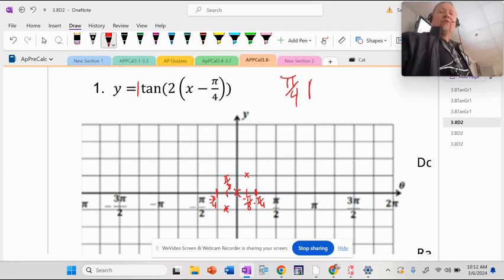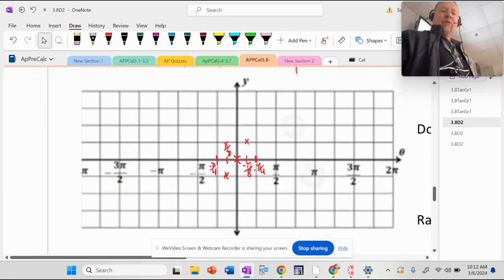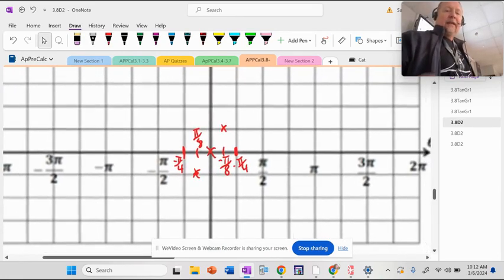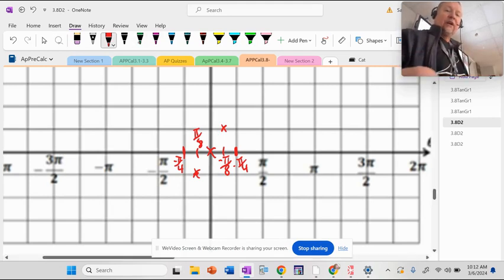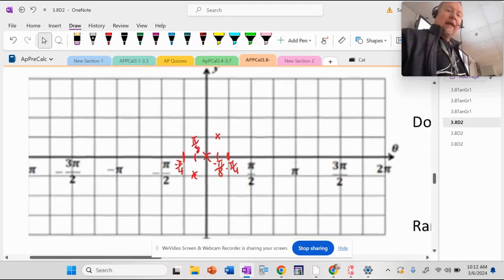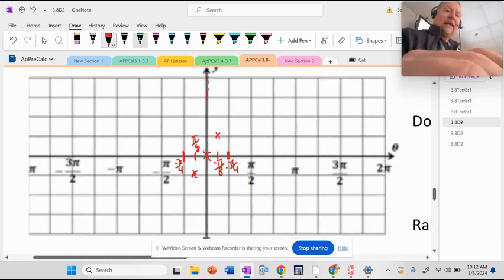And now, okay, it's really not that bad. I do have the critical values given. This is why the phase shift works nicely. This is phase shift pi over 4 to the right. Maybe I'll change colors. Now that's where my asymptote is. I hit that.